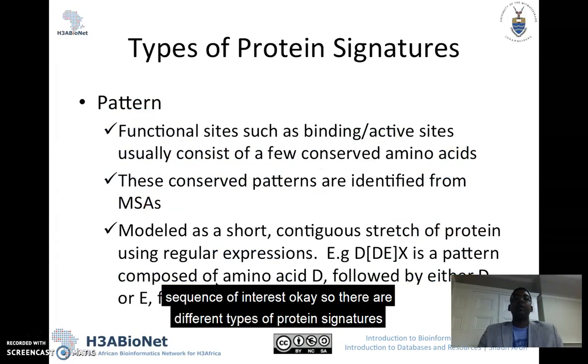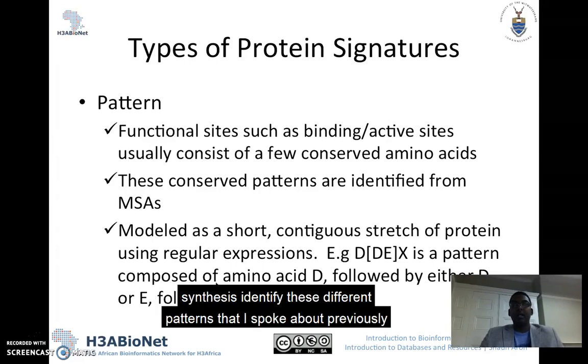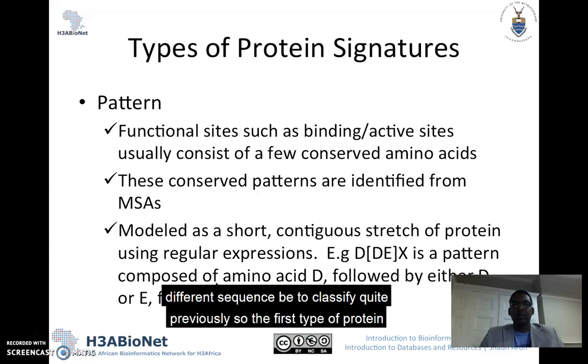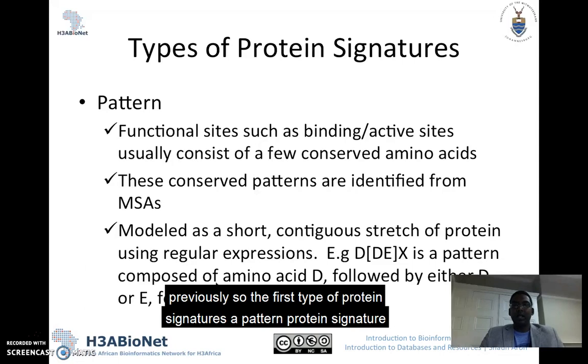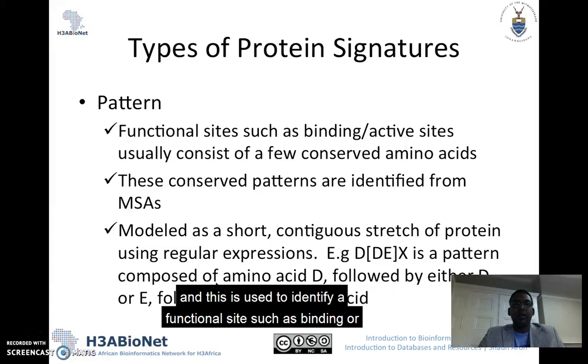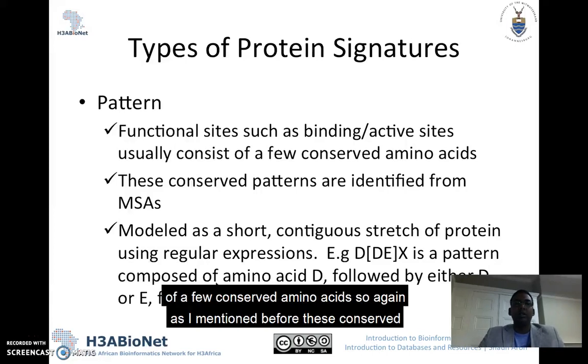Okay. There are different types of protein signatures, and these identify the different patterns that I spoke about previously: the domains, motifs, active sites, and the different sequence features. The first type of protein signature is a pattern protein signature. This is used to identify functional sites such as binding or active sites, and these usually consist of a few conserved amino acids.